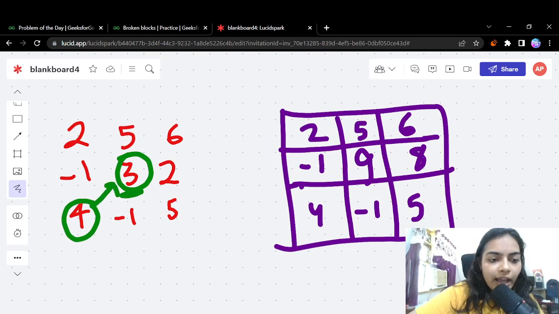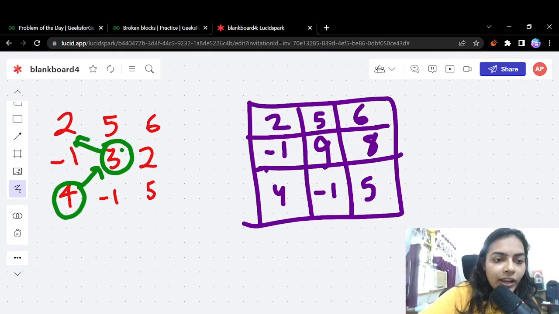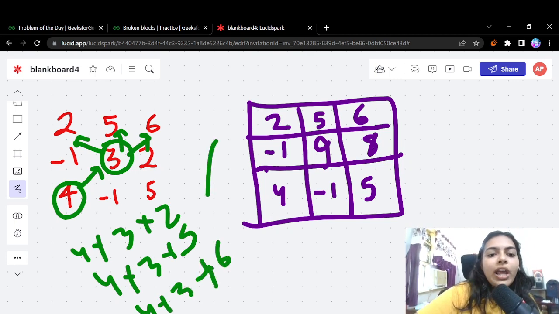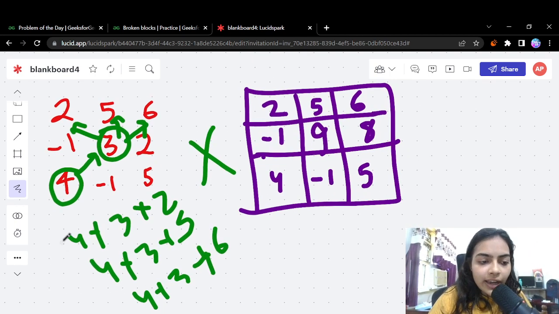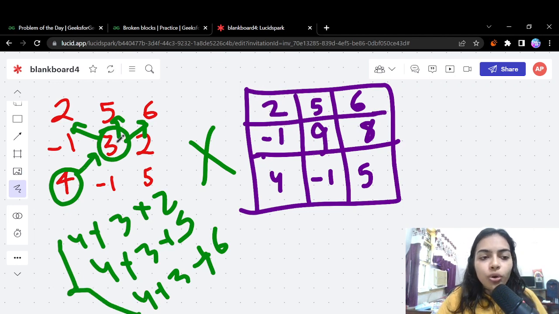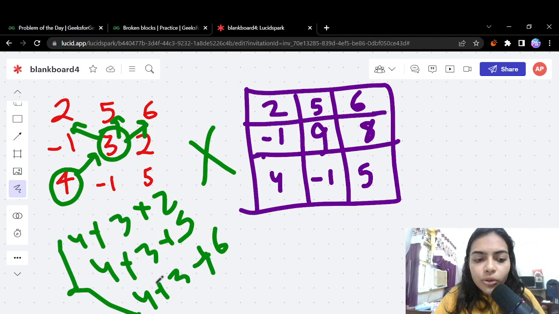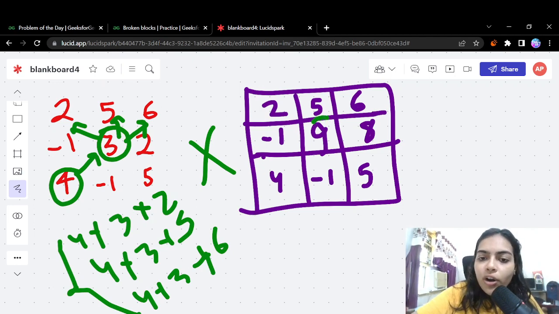I can draw this way, and then I can draw 3 more ways. So I can calculate the answer for all the 3 ways: 4 plus 3 plus 2, 4 plus 3 plus 5, 4 plus 3 plus 6. I will be wasting a lot of time by calculating the answer again if I try to go to all the 3 ways and find the answer. I don't want to do this because I can save time, because I have already stored the answer.